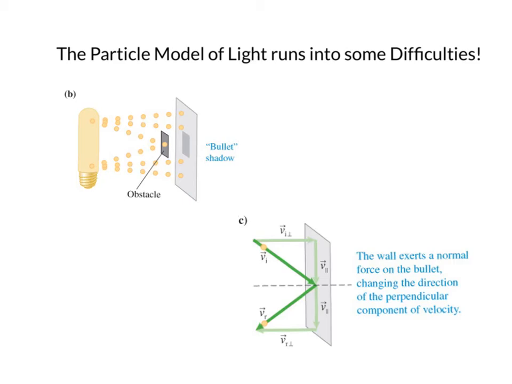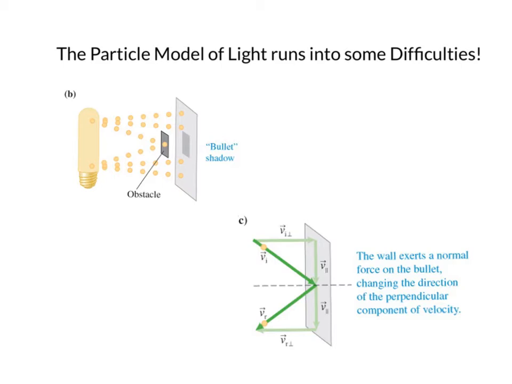Okay, we're going to talk today about moving on to a wave model of light from the particle model of light. We've been talking about the particle model for a few weeks, and it turns out that light can behave as a wave as well. So if you look at this illustration, this is from your textbook.